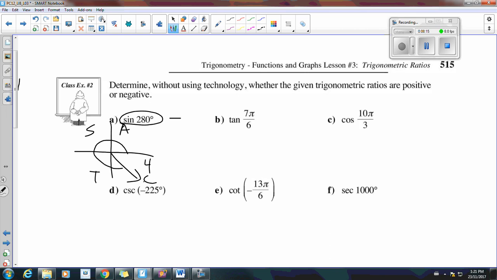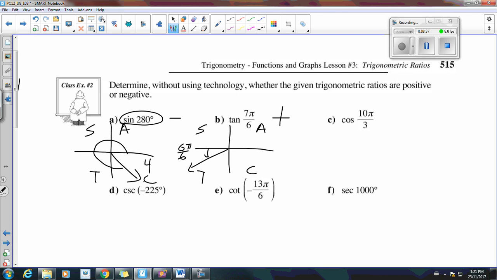B, 7 pi over 6. And we're looking for the tan of 7 pi over 6. Well, this arm here would be 6 pi over 6. So 7 pi over 6 must be here. In this quadrant, tan is positive, so this is positive.